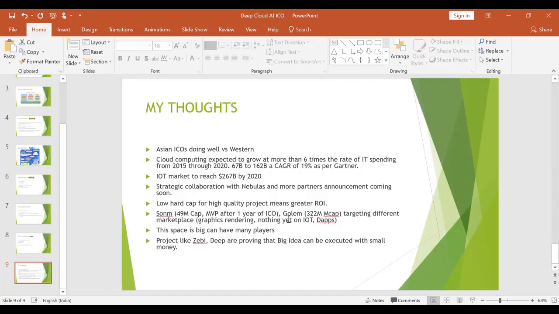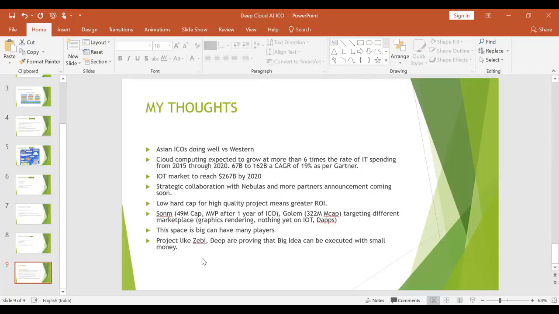Golem has a 322 million market cap, and it is targeting a different marketplace, basically graphic rendering, and they have nothing planned for DApps or IoT. So this space is big, guys. Like Gartner has predicted, it is growing at a CAGR of 19%. So there can be many players in this space, and high quality names like Golem or Deep can compete and will have their fair share.